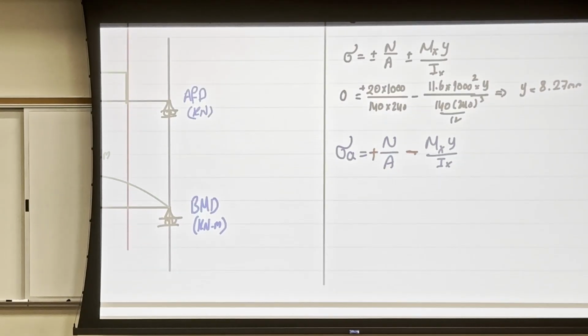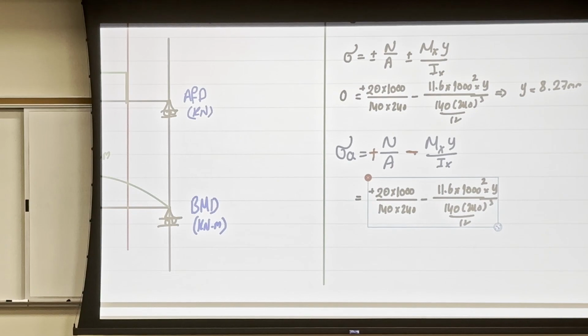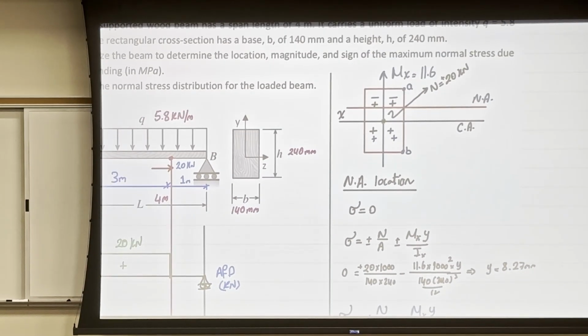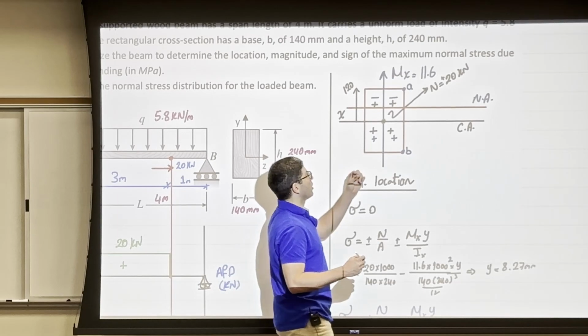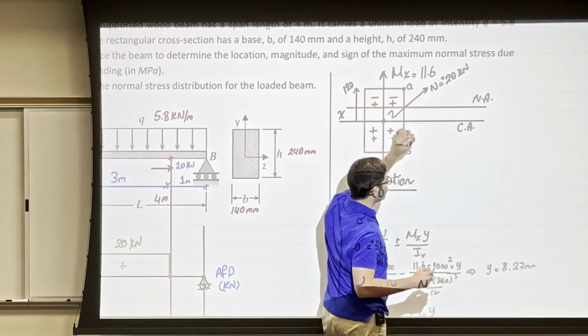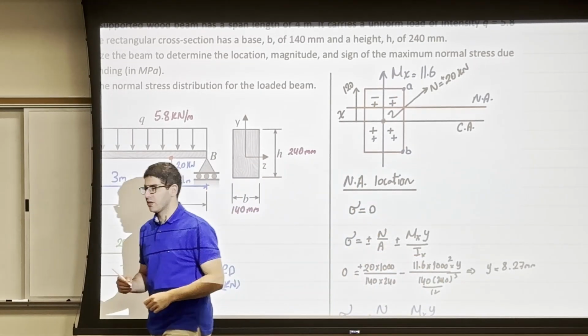Okay? And now I'm going to use the same equation here, but instead of setting y as an unknown, I'm going to put y equal to 120. Because y here is the distance from the centroid to the point where we want to calculate the stress. So if the whole height is 240, half of it is 120. Common mistake: don't start counting from the neutral axis. You always start counting from the centroid. Okay?